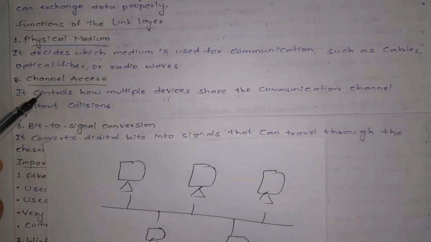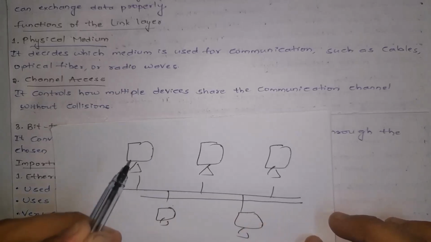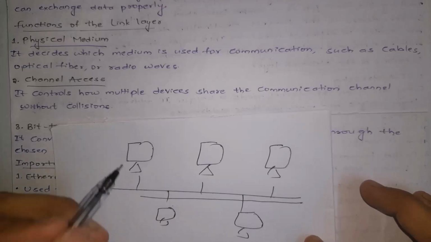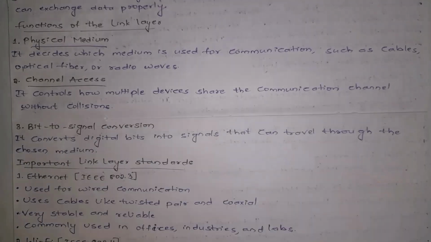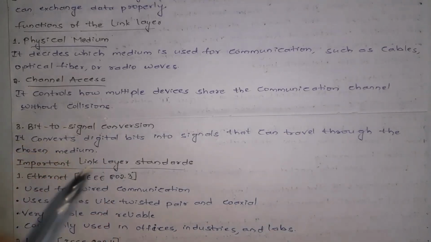The link layer controls how multiple devices share the communication channel without collisions. Guys, communication channel means cable. Whenever multiple devices send data by using a single cable, collision will occur. Whenever collision occurs, data will be lost. So by using the link layer, multiple devices can send data at the same time without any collisions.